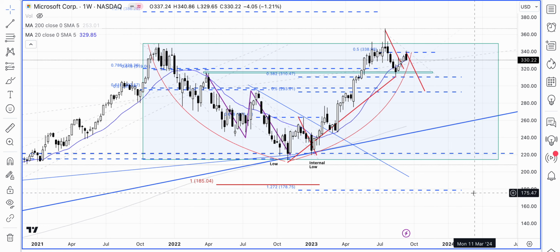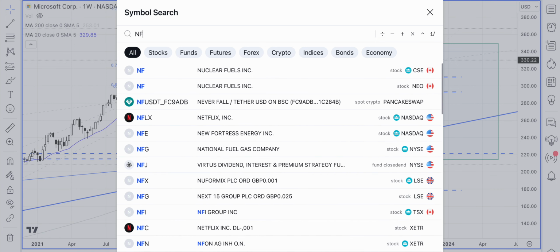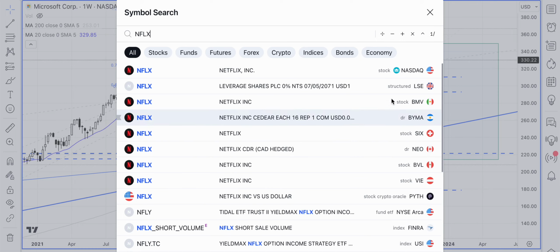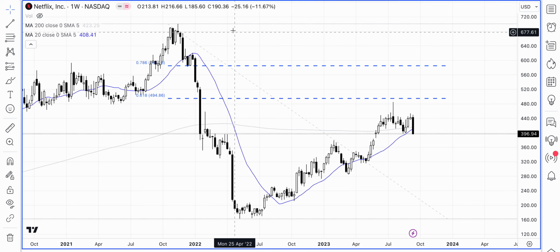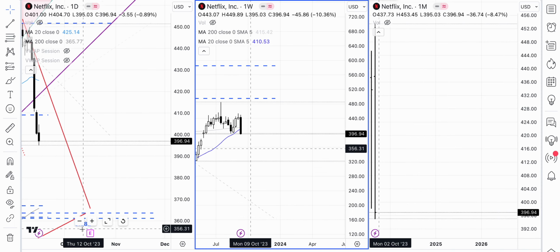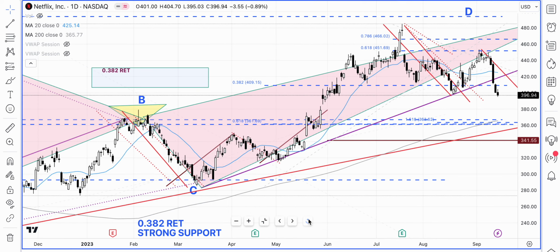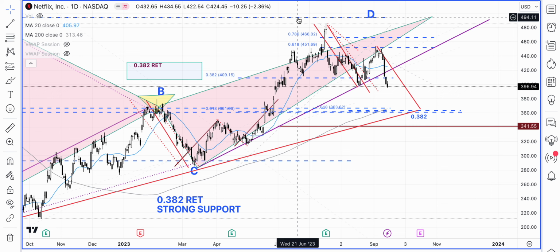Let's take a look at Netflix now. Here we go. This is the weekly chart of Netflix. The key retracement was this 61.8% Fibonacci retracement. I'll just move down to the daily chart because this is what we were looking at. We had identified a pattern way in advance. We were in fact looking for about the $495 per share level. We didn't get there, but we did get close enough. We got to about the $485 per share level.